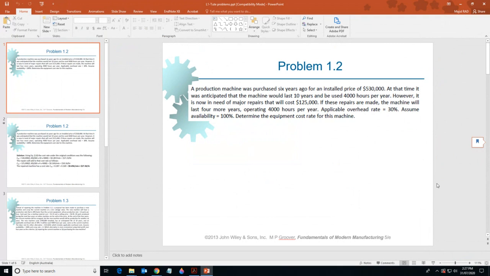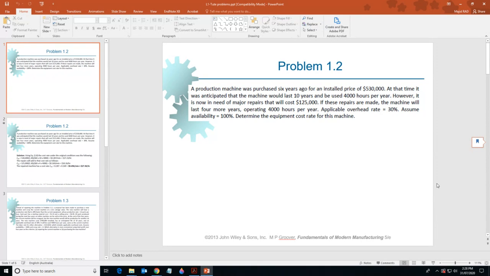Well, when we purchased the machine, it was anticipated that it's going to work for 10 years without requiring any major repair. It worked for 6 years, but it didn't happen. Something happened, could be an accident, or the reason could be the low quality of the machine. It broke down after 6 years. Now, if we want to continue using this machine, we've got to repair it, and that is costing us $125,000. If these repairs are made, the machine will be working for another 4 years. So it will end up at 10 years as it was anticipated in the beginning.